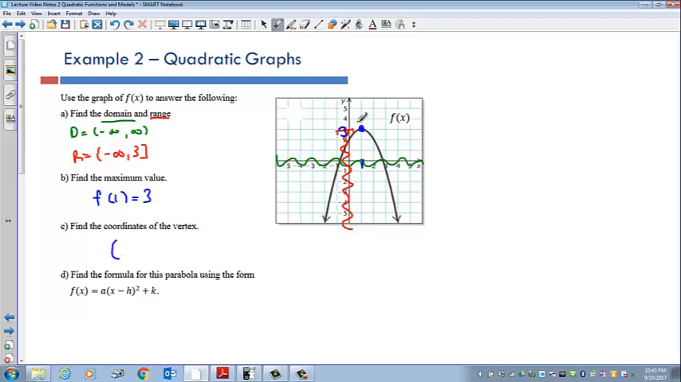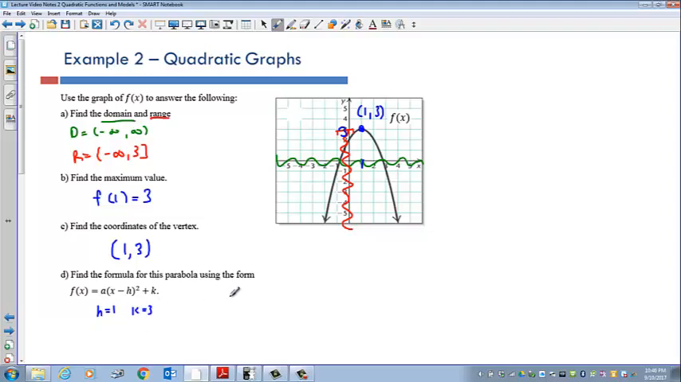Well, we actually already have done that. So this is (1, 3). And so if you plug in 1, right, you get out 3. So there's the vertex. And finally, we can find this formula here. We found the vertex to be (1, 3). So that tells us that h is 1 and k should be equal to 3.